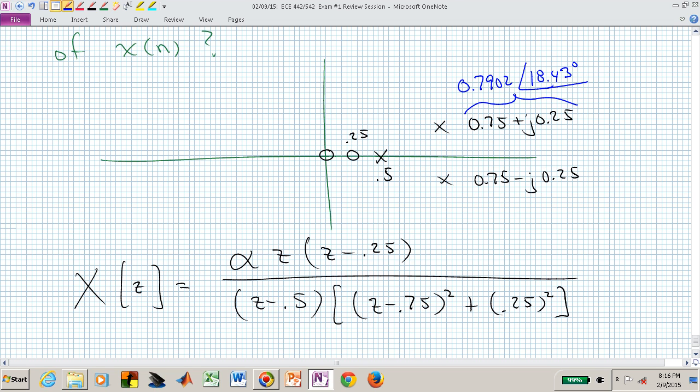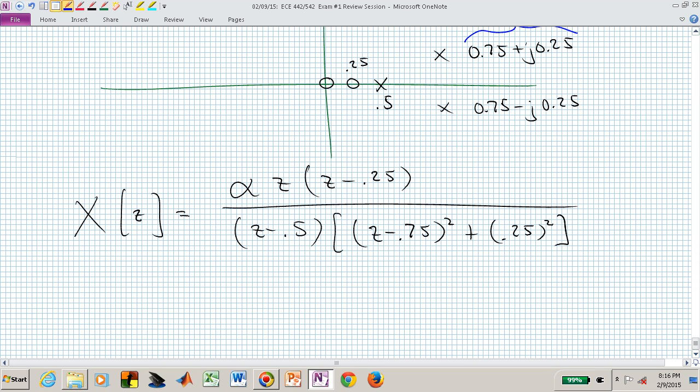Which ones dominate? Which pole or poles dominate our response? Did you guys hear that? It's the one that has the largest magnitude, isn't it? The complex poles. What's our structure of the little x of n? Can you tell me that now?